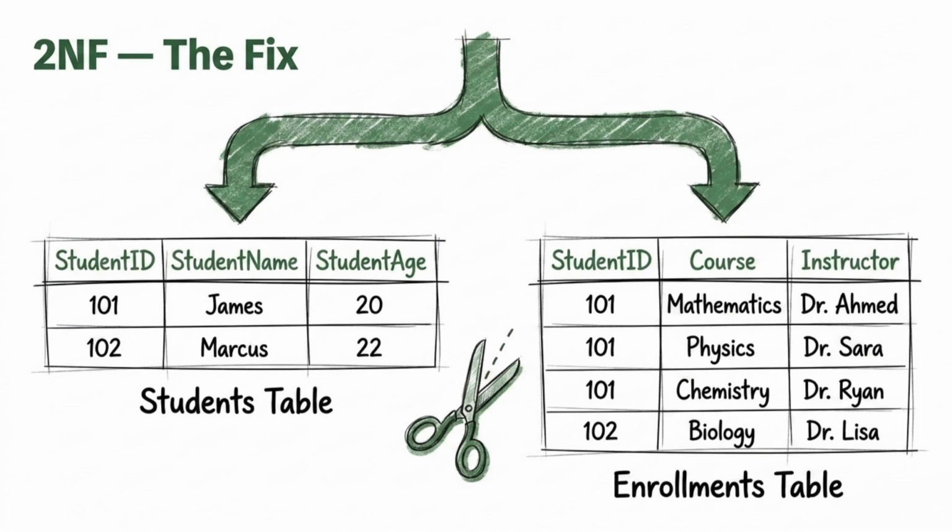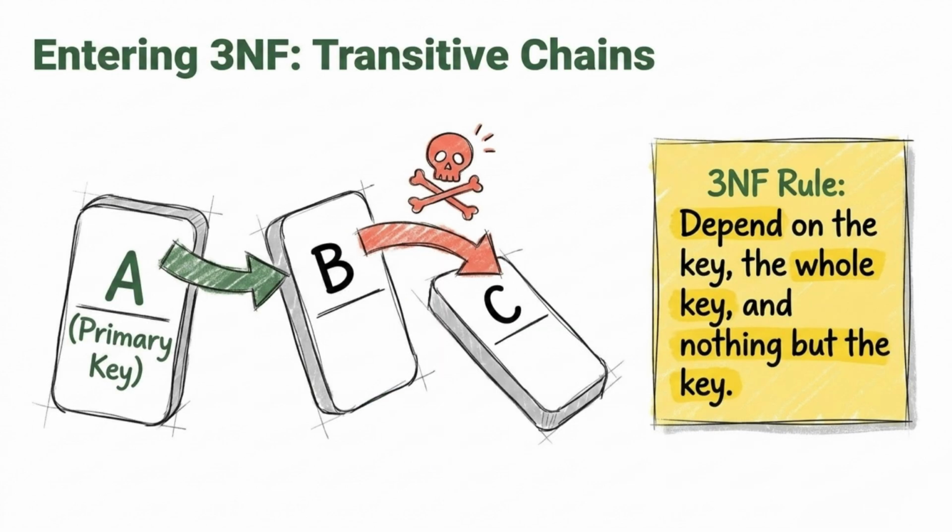2NF, the fix. Split the table into 2. A student's table holds student ID, name, and age, no more repetition. An enrollments table holds student ID, course, and instructor. Every column now depends on the full primary key of its own table. Partial dependencies eliminated.